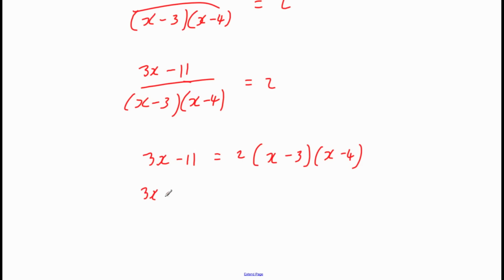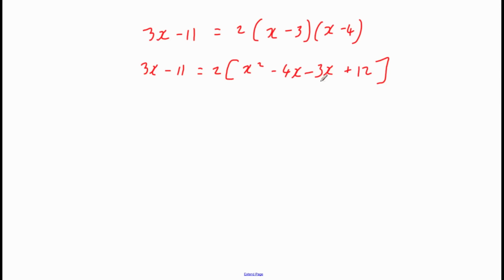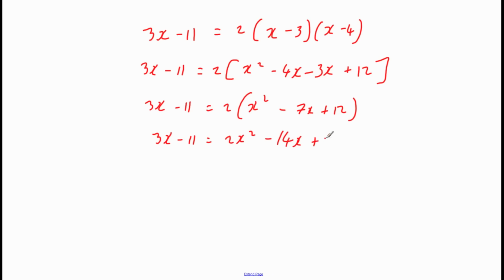So now we're going to multiply this right hand side. So we've got 3x minus 11. And then let's expand these brackets. So let's put our 2 down and put just a big bracket and then expand our brackets. So x times x is x squared. X times minus 4 is minus 4x. Minus 3 times x is minus 3x. And minus 3 times minus 4 is plus 12. Now let's simplify it. So let's simplify these middle terms. So we've got 3x minus 11 equals 2 bracket x squared minus 7x plus 12. Then expand our brackets. So we've got 3x minus 11 equals 2x squared minus 14x plus 24.